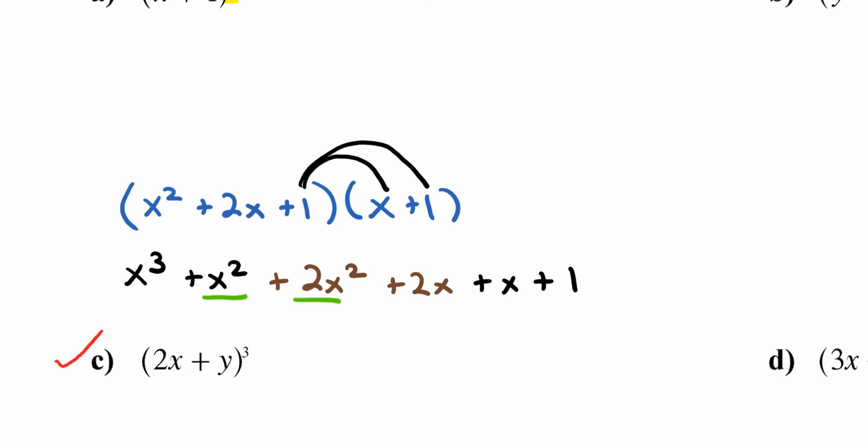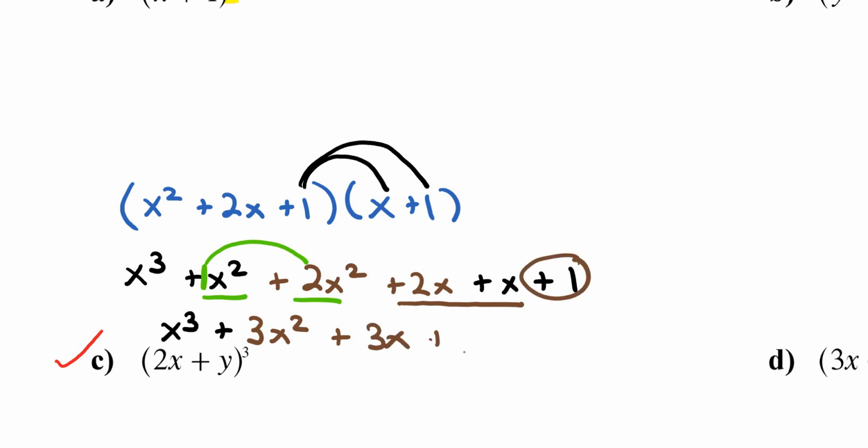All right, from there, we just need to collect our like terms here. So here's a like term there. So that's going to be x cubed plus, well, there's an invisible 1 here, right? So 1 plus 2 is going to be 3, so plus 3x squared. And then plus, 2x plus 1x is going to be 3x, and then we have a plus 1 at the very end. So x cubed plus 3x squared plus 3x plus 1.